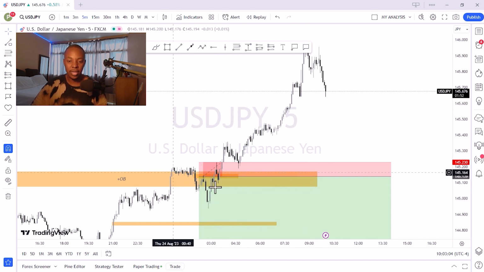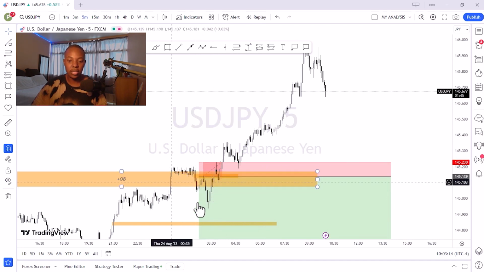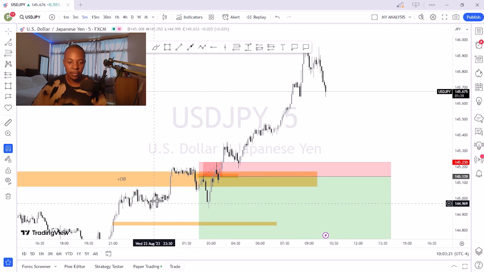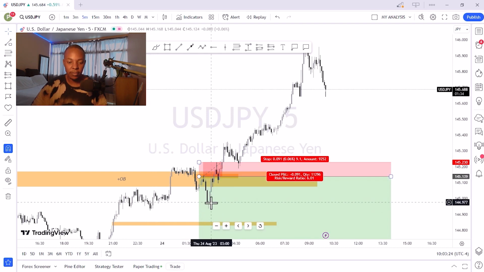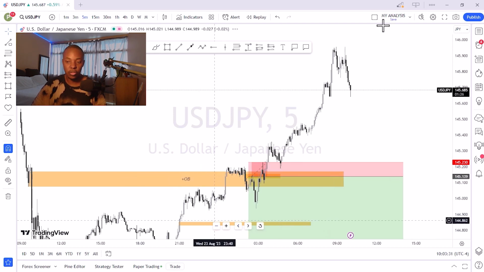I only realized that after it was about to. I realized that this is actually the power 3, and what I should have done is close at the displacement, at the manipulation. As you can see, here's the 5-minute fair value gap, which is filling for the second time now. So I didn't close, just let it run, and then it hit my SL. So that was the first trade, which was a losing trade.